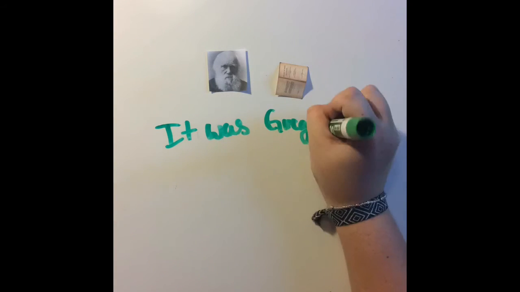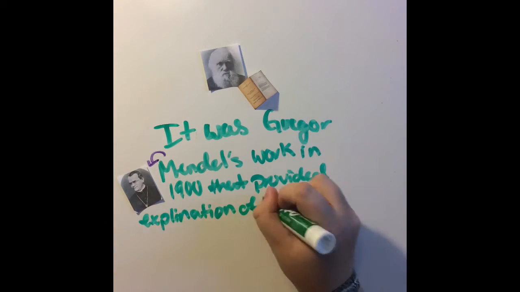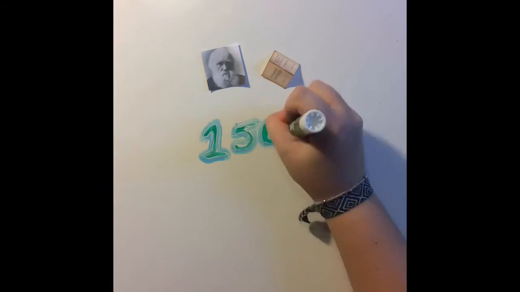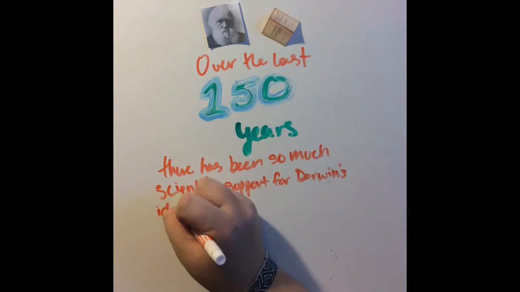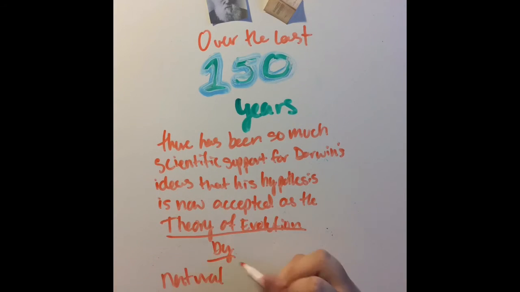It was Gregor Mendel's work in 1900 that provided explanation of how new variation in populations could arise and be sustained. Over the last 150 years, there has been so much scientific support for Darwin's ideas that his hypothesis is now accepted as the theory of evolution by natural selection.